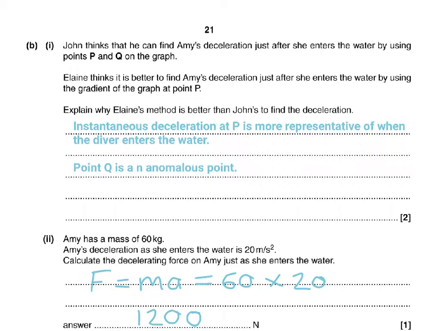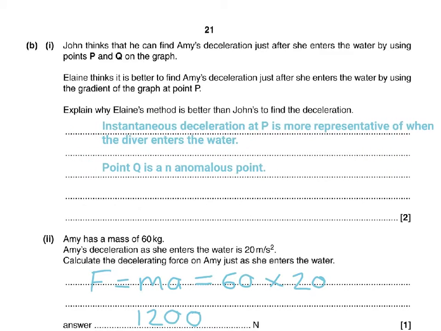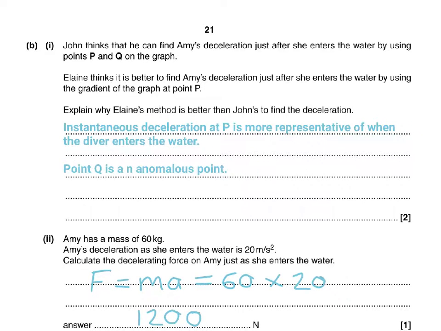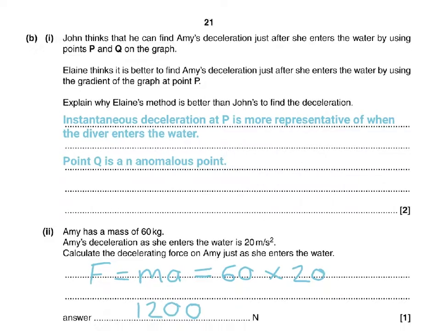So there's a couple of key points here. The first thing we want to say is the instantaneous deceleration at P is more representative of when she enters the water, because she will be slowing down from that point onwards. And the other point we could say is because point Q is not actually on the line, we could say that's an anomalous point. So that's why Elaine's method would be better than John's.